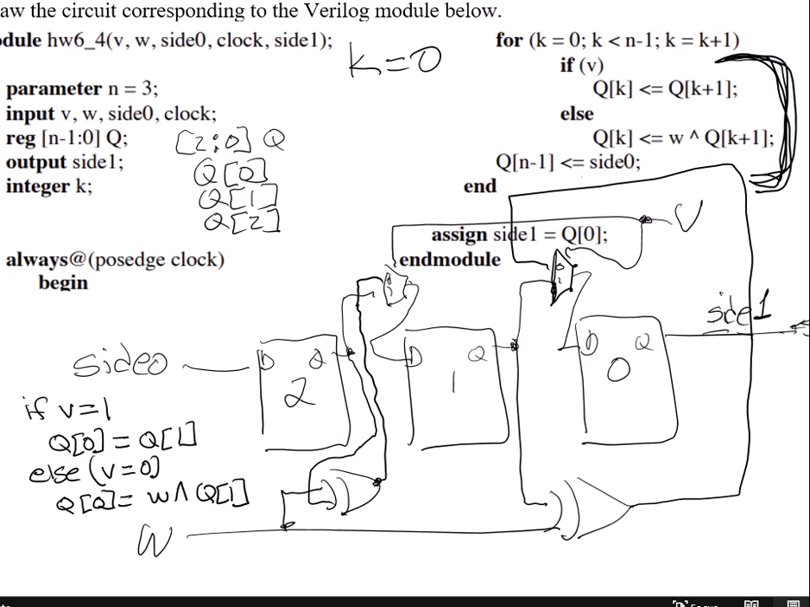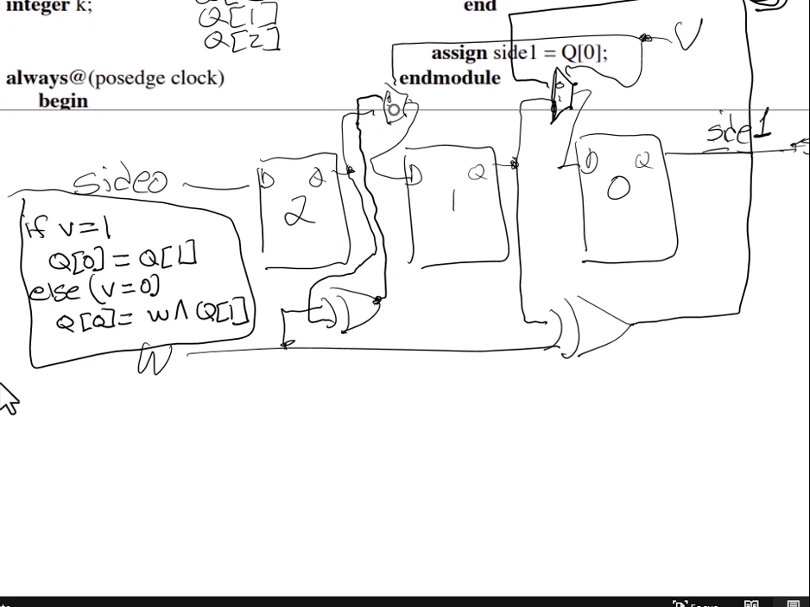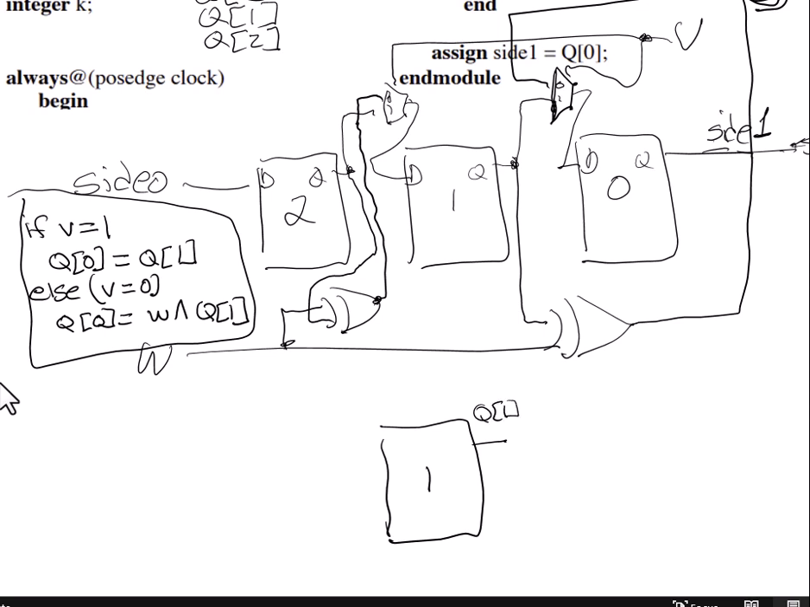So this was my first time through the for loop where k was equal to 0. I replaced my k's with zeros, and that's what it's telling me to do. So I've got a D flip-flop that's representing Q1. My output for this one is Q1. And I've got a D flip-flop, and the output for this is Q0.